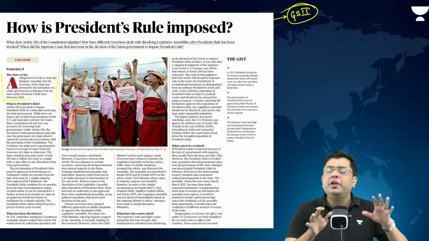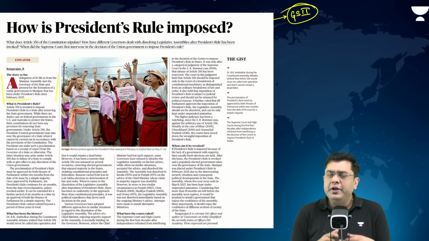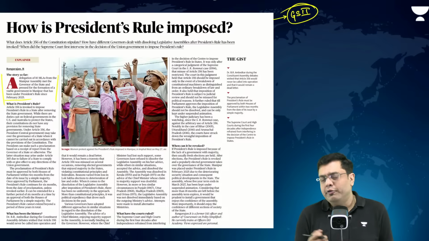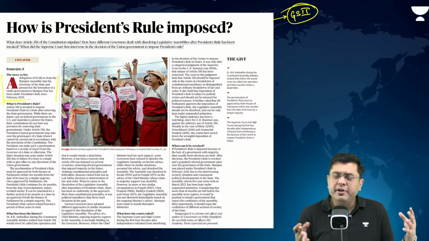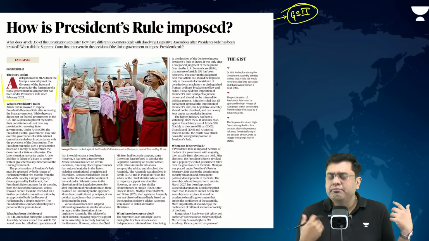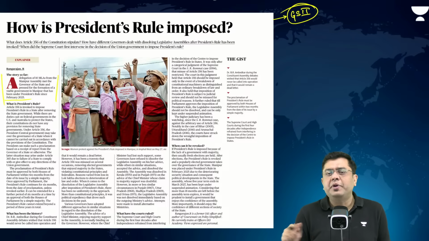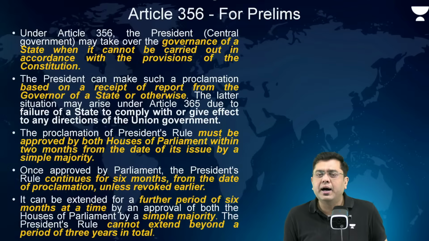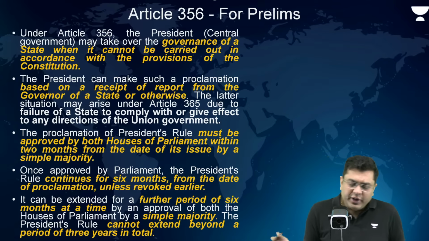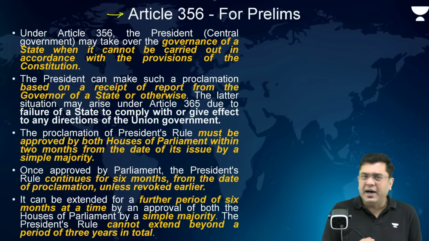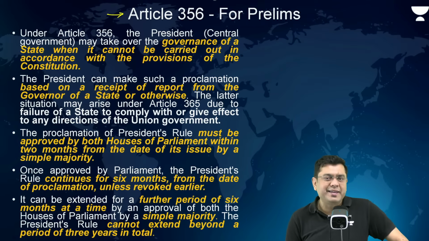Now, Manipur is under President's Rule, owing to the complete breakdown of law and order which the state has been witnessing for many months now. It was this year that President's Rule was imposed under Article 356. So this becomes important for your prelims: Article 356 and its conditions.